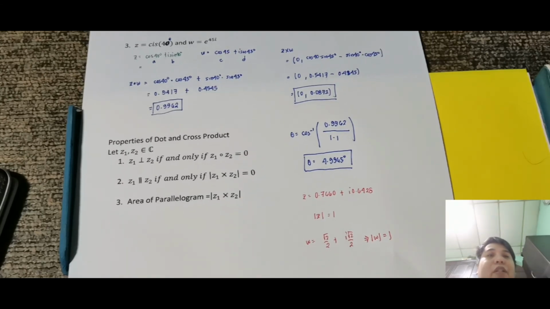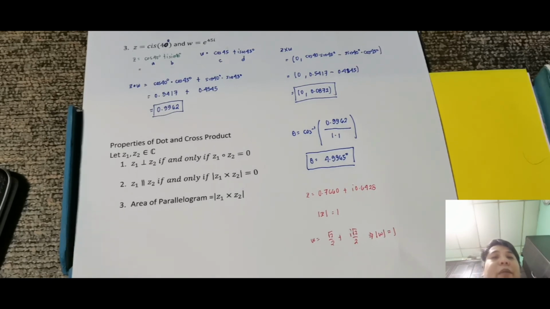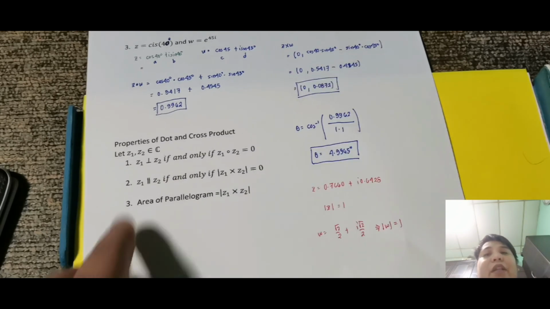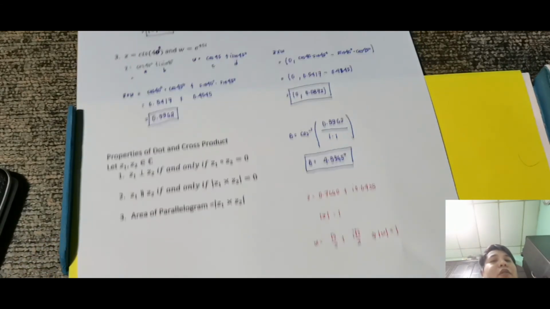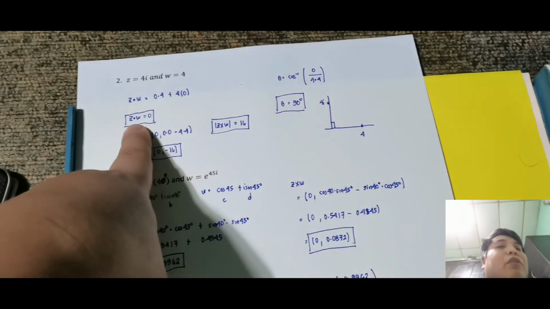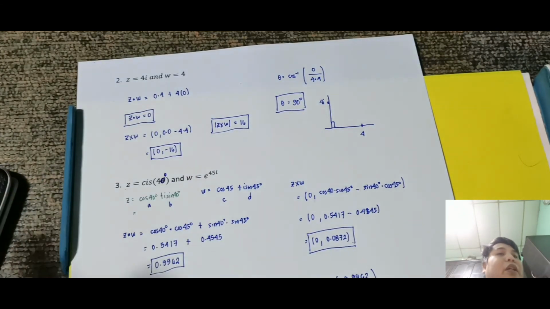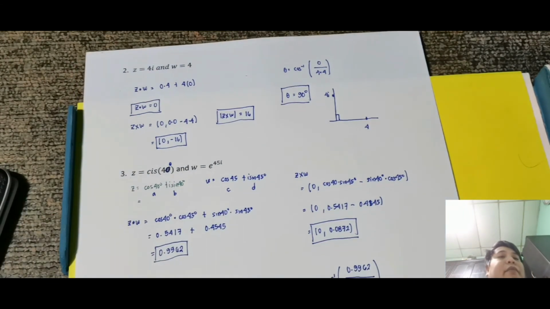Ngayon, so let's have properties para mag-end na tong video na to. So, the properties of dot and cross product. So, ito nga yung sabi. C sub 1 is perpendicular to C sub 2 if and only if yung dot product ng C sub 1 and C sub 2 is equal to 0. Example, ito. Na obvious na nakita mo ang dot product nila yung 0, automatic perpendicular. Perpendicular sila. Meaning na perpendicular nakaka-form ng 90 degrees.